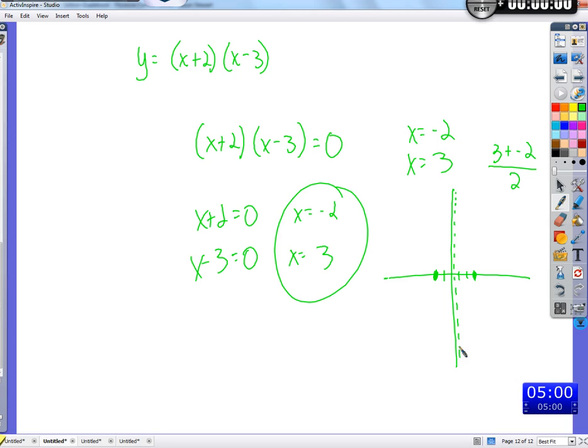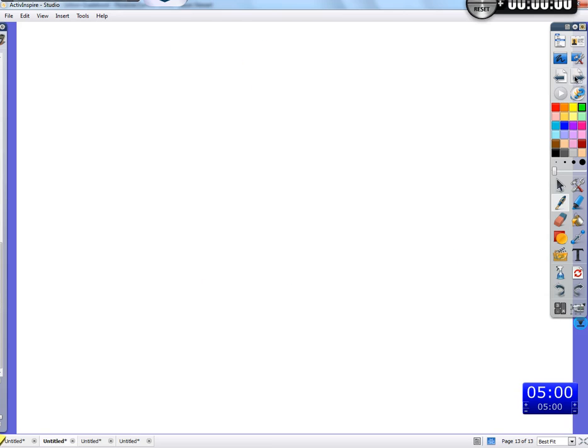x times x. Multiply them again. And we know what that means. It means multiply this by that, this by that, this by this, this by this. Okay. I'm going to show you that in a different way when you multiply those together. x plus 2 times x minus 3. You can draw those lines to help you work your way through it.